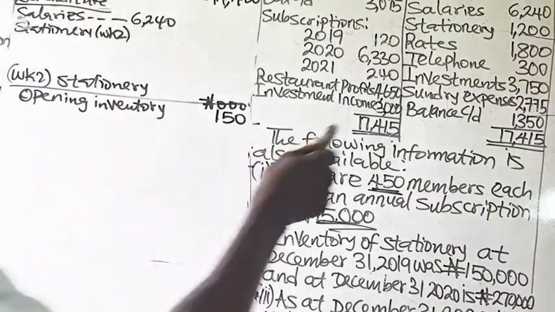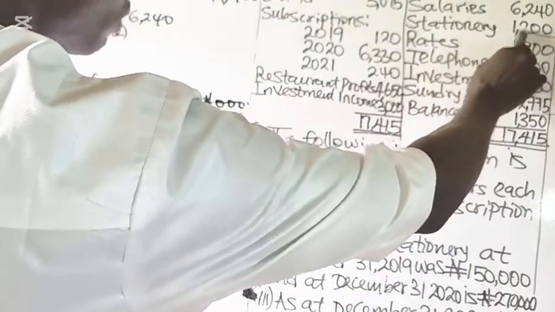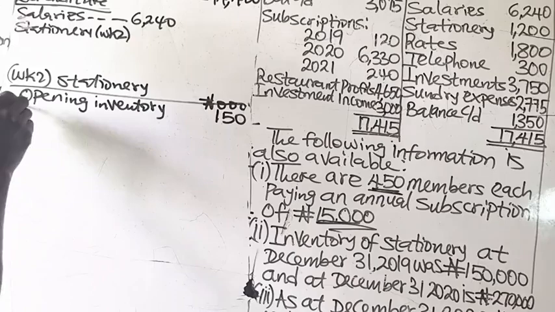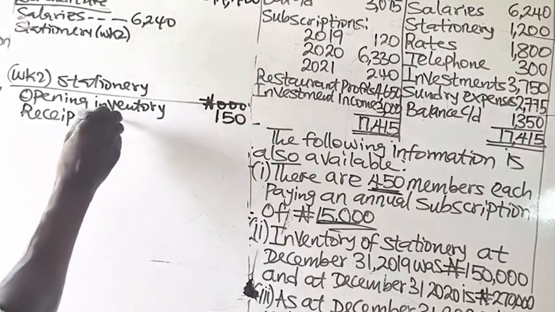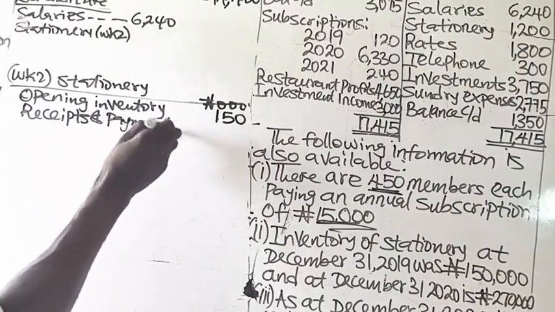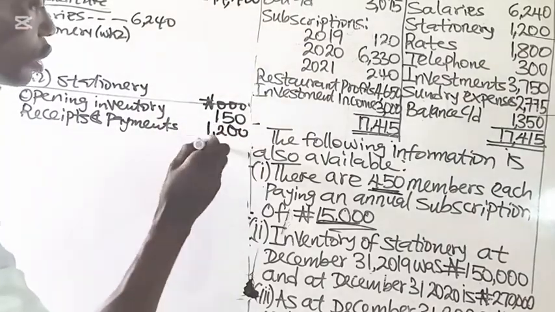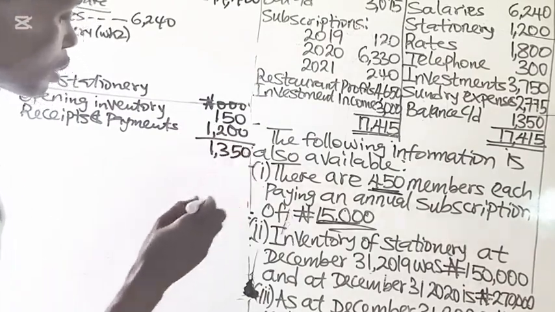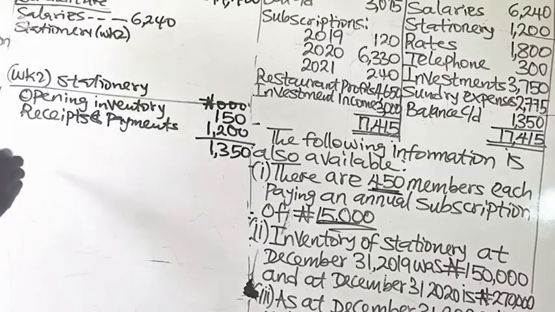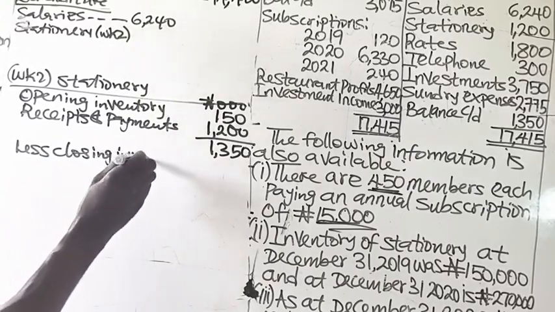Then the inventory reported in the receipts and payment account is 1.2 million, 1,200. So we have receipts and payments of 1.2. If you add it, it will be 1,350. Then you less the closing inventories.